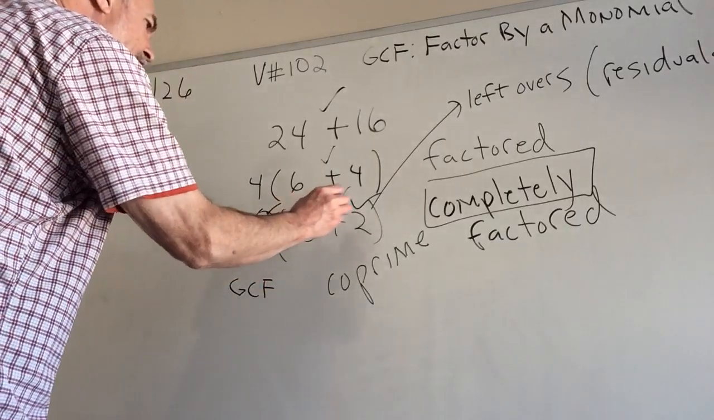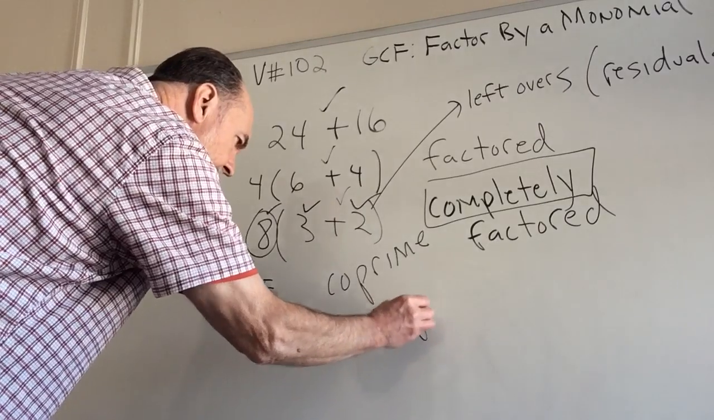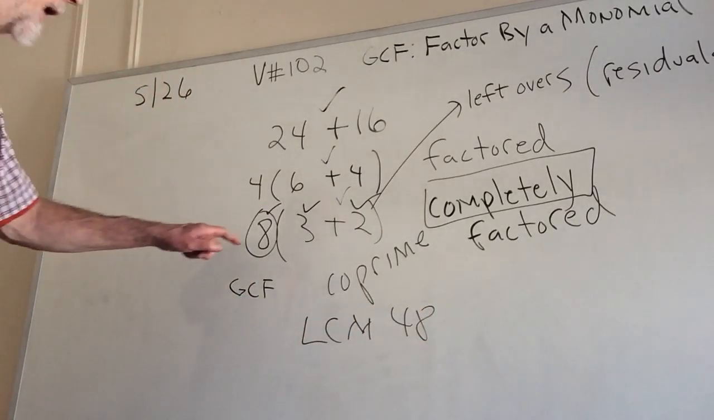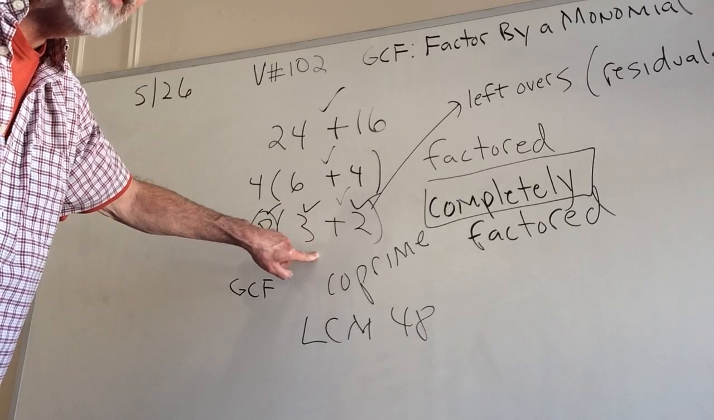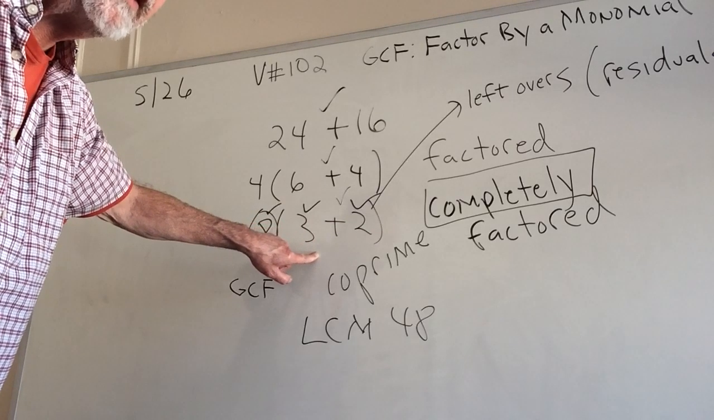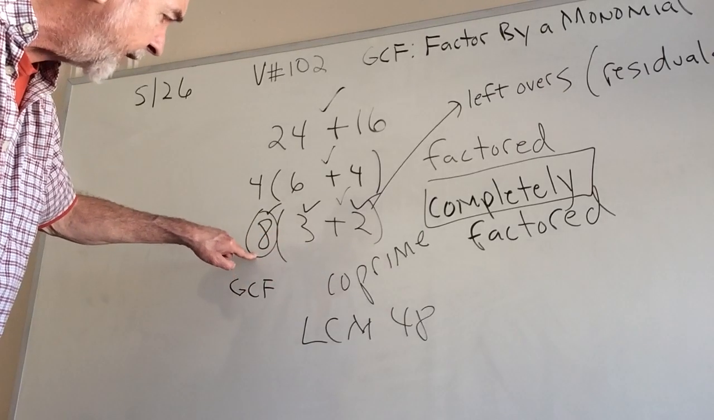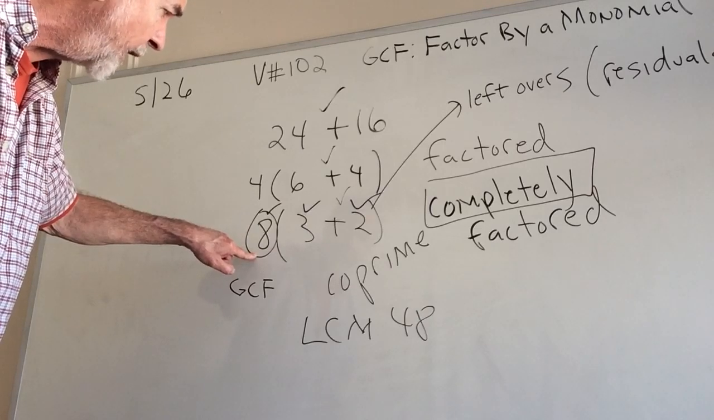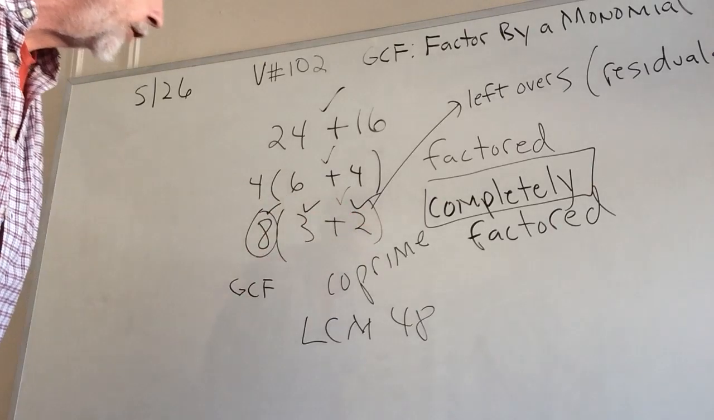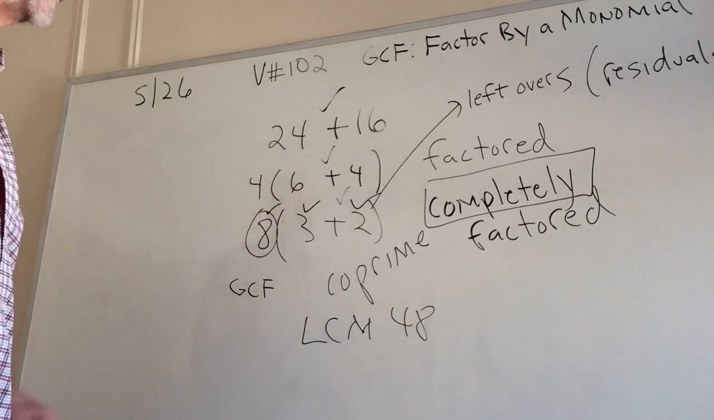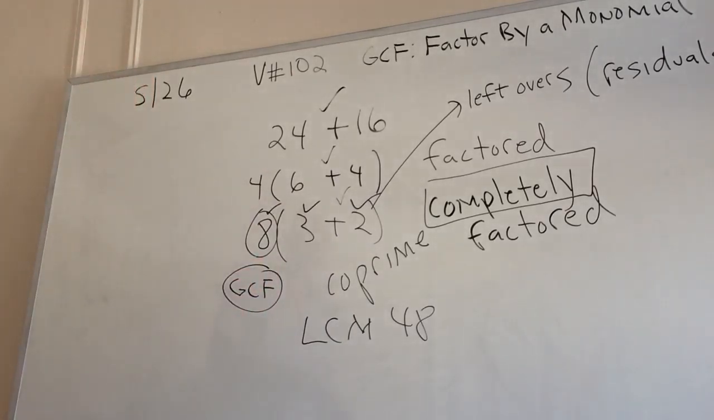So that's 8 times 3 times 2. So the LCM is 48. One more time, the residuals are coprime. That means only one divides both of them. That's the only factor that they share, talking 6th grade math now, and then I multiply it times the GCF, and then we see it one more time, 8 times 3 times 2, which is 48. I ignore the plus because I'm just finding, since I know the GCF, I'm finding the LCM.